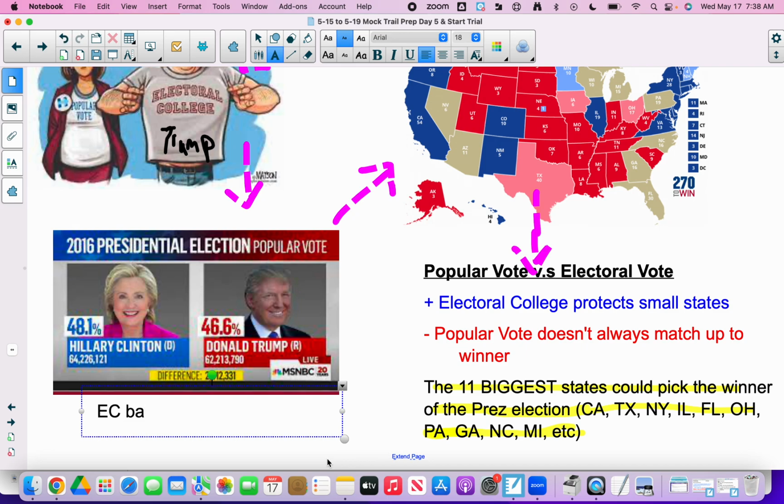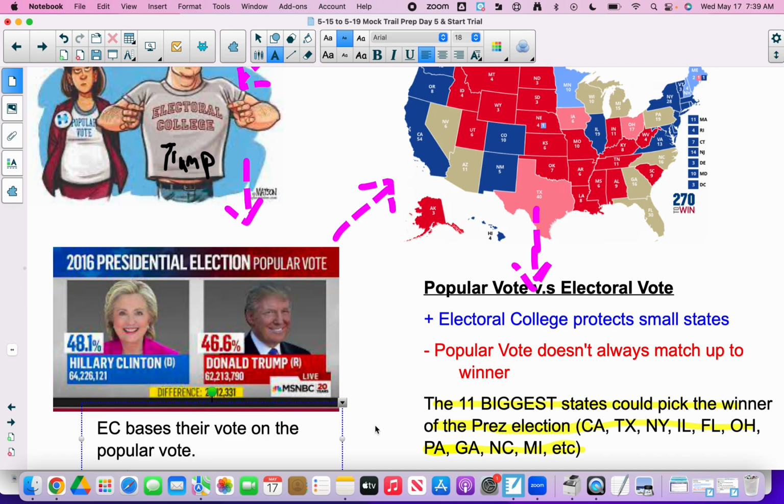on the popular vote. They have to. There's actually laws in place in the states where if an elector doesn't follow the popular vote, they can get a monetary fine or a misdemeanor charge. So it's kind of a big deal, and it's an important check in our system of government.